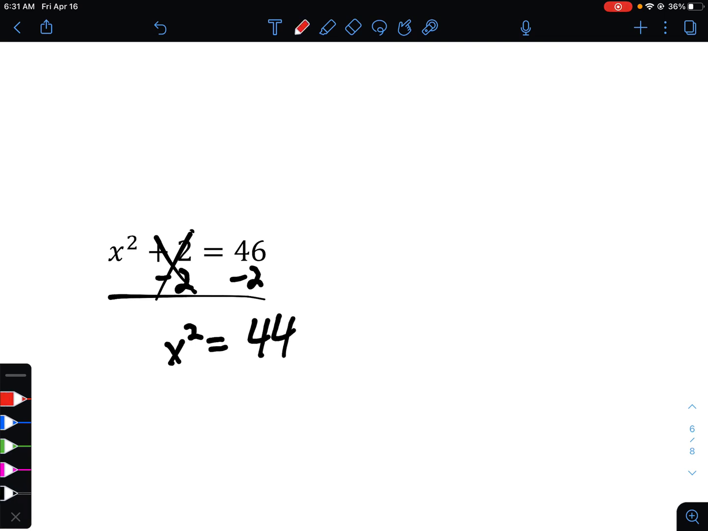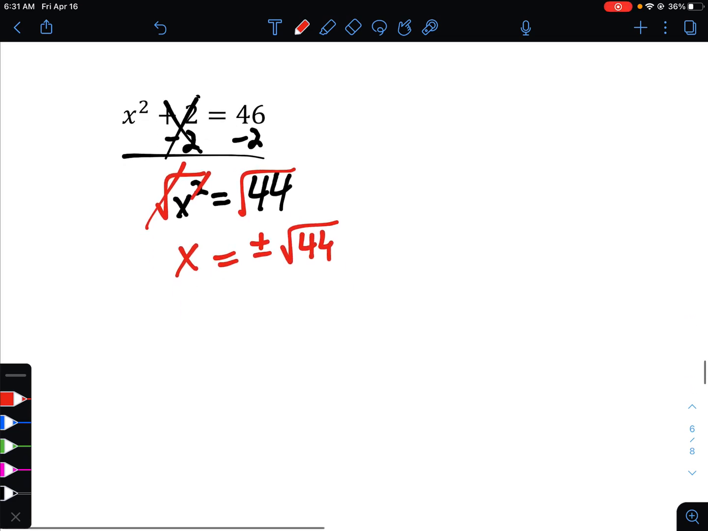So now let's go ahead and take the square root of both sides of our equation. On the left side, that will give us just x by itself. But on the right side, we've got a little bit of work to do. Before we simplify, let's make sure we include our plus and minus. And now for the square root of 44, which I'm just going to copy down, we need to find a perfect square that we can divide by. And the reason for that is obviously 44 itself is not a perfect square.